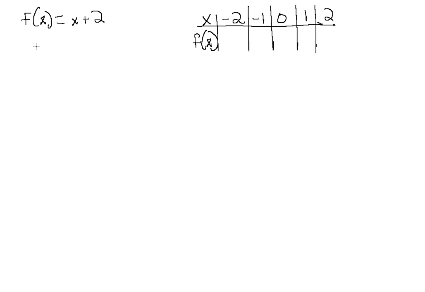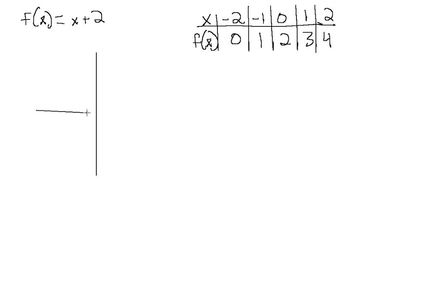Alright, so let's go ahead and find f of minus 2. When x is minus 2, the function is minus 2 plus 2, which equals 0. F of minus 1 is minus 1 plus 2, which is 1. F of 0 is 0 plus 2, which is 2. F of 1 is 1 plus 2 equals 3. And you can kind of see where it's going. F of 2 is 2 plus 2, which is 4. So now we have a significant table of values that we can use to graph this function.